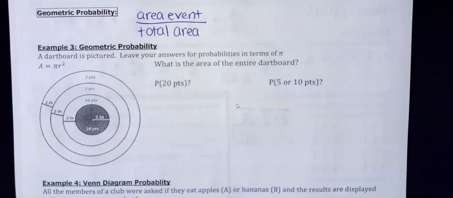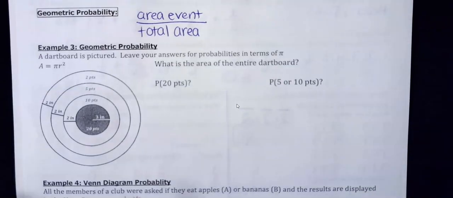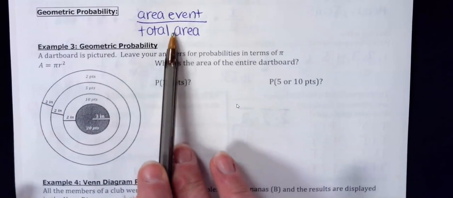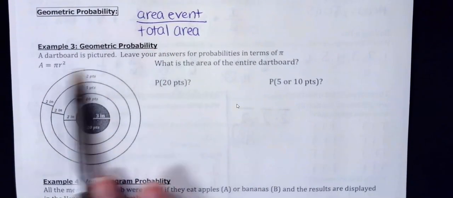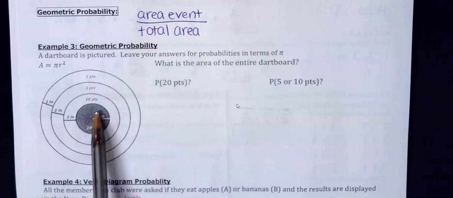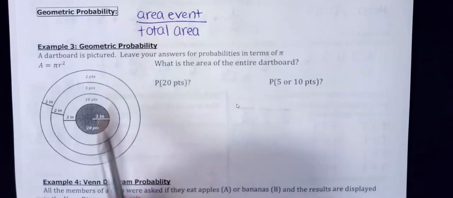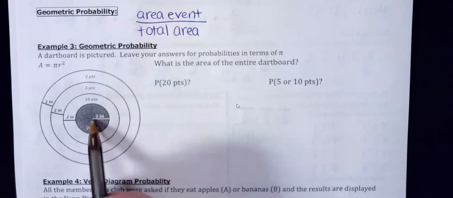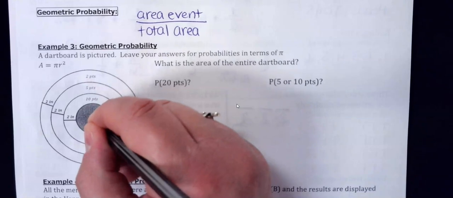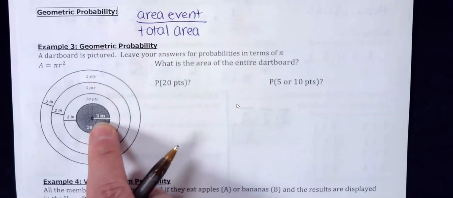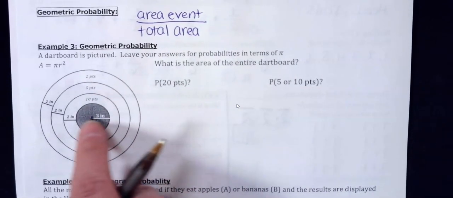Okay, so I've got this dartboard that's kind of displayed here. And before I do any probabilities, you have to find the total area of what you're working with. So we can have that on the bottom of our fraction when we do our probability. So I'm going to find the area of the entire dartboard. So like in the middle here, like the colored in part, this is like the bullseye. This is worth 20 points. What they're trying to label here are some distances. So the intention here is this 3 on the inside. That's the radius of that little shaded in circle.